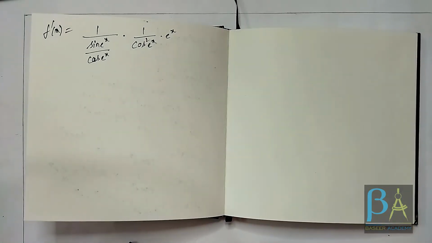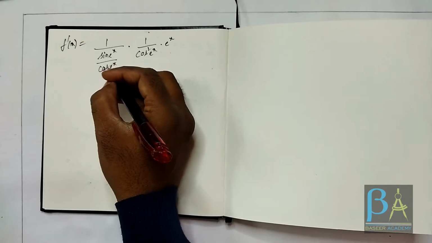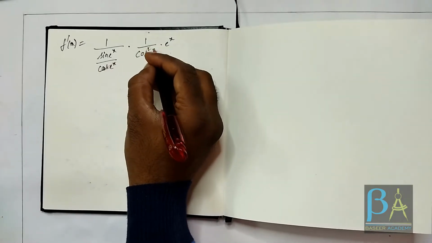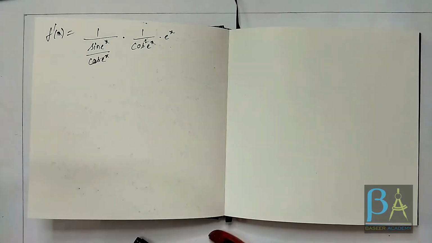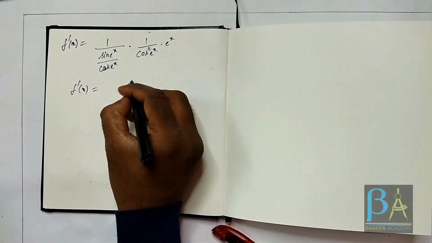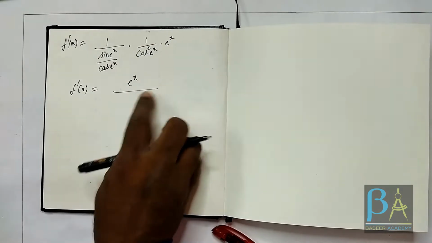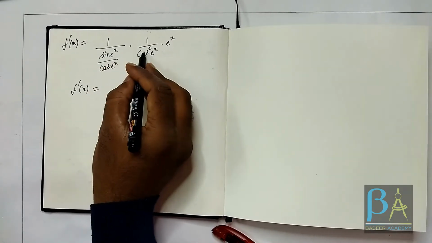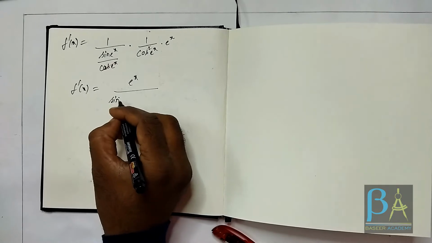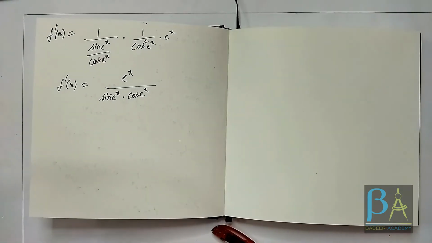Now you would see for yourself, one of the cos e power x from here, and then one of the cos e power x from here, they cancel out, and you are left with e power x in the numerator. 1 into 1 is 1, 1 into e power x is e power x, and then you are left with these two things in the denominator, sine e power x, cos e power x. That's about it.